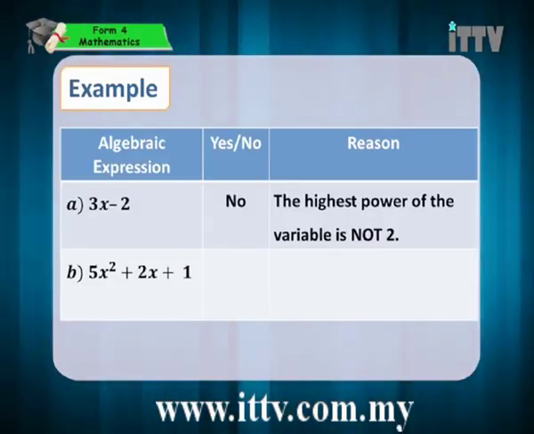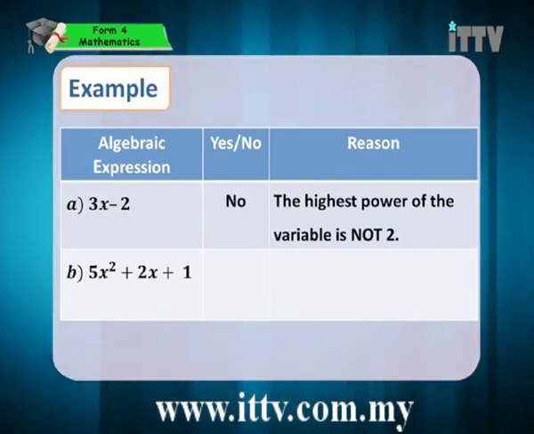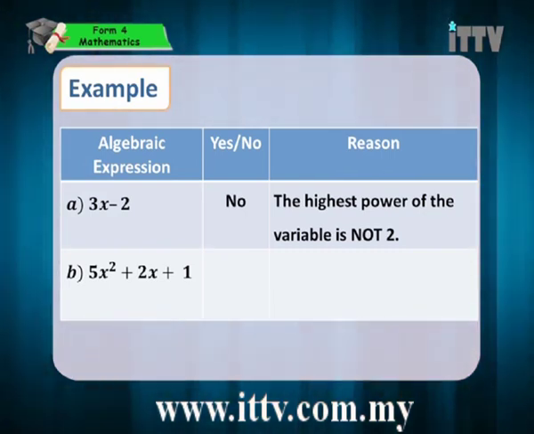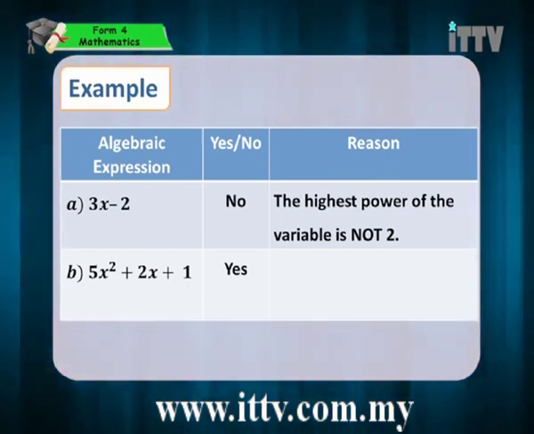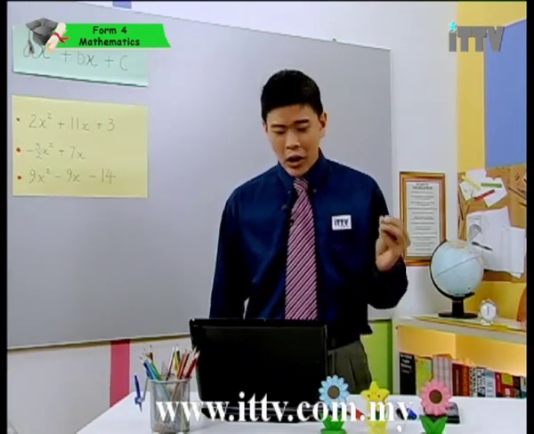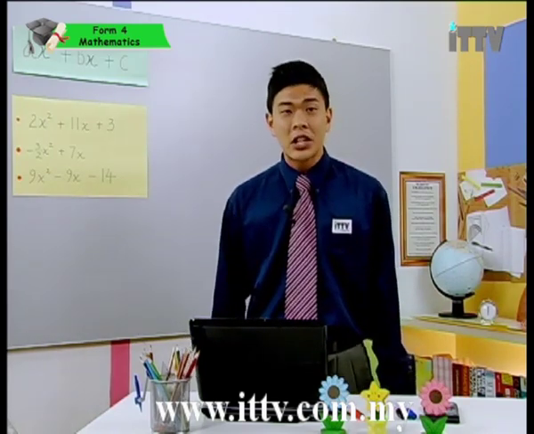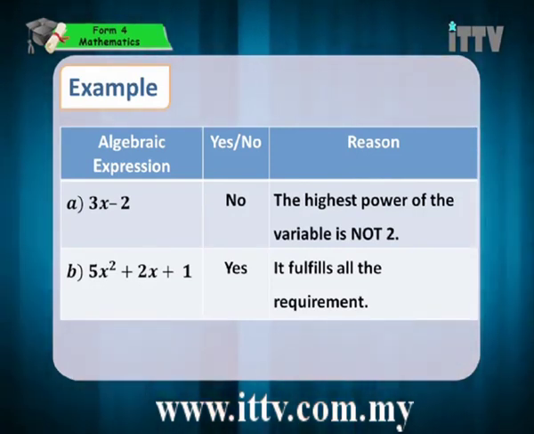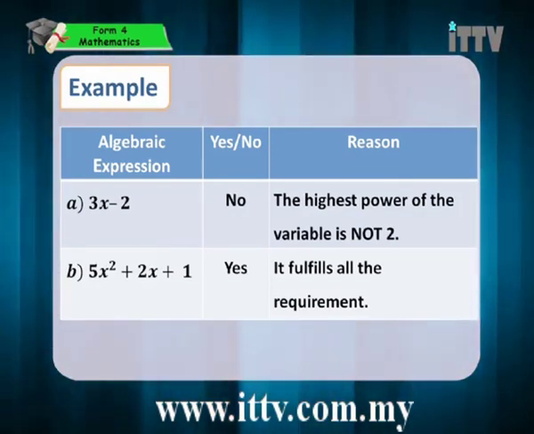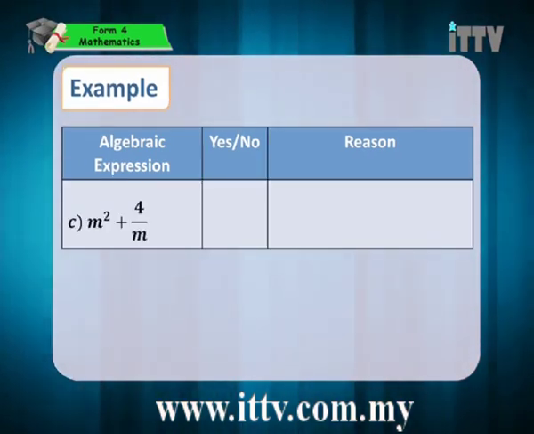In B, the algebraic expression 5x squared plus 2x plus 1. Well guys, is this a quadratic expression or not? The answer is yes. You look at this expression and you can see that it resembles the general form of ax squared plus bx plus c. Because x has the power of 2 and everything else looks like the general form, it fulfills all the requirements of a quadratic expression. Alright, let's move on to more examples.